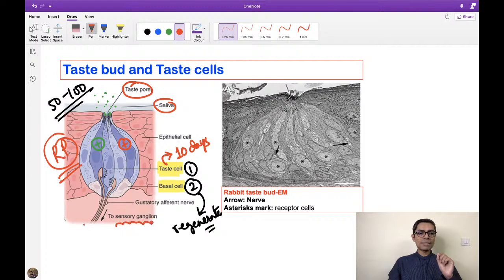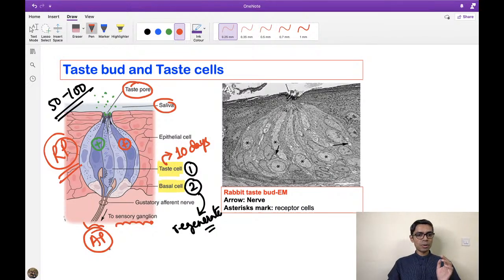and that neurotransmitter is ultimately going to activate this neuron, and this neuron will produce an action potential, which will ultimately reach the cerebral cortex through the nucleus tractus solitarius and through the thalamus. So what I am saying here is that this pathway of taste sensation, or gustatory sensation, is not bypassing the thalamus like the olfactory pathway. It is going through the thalamus.